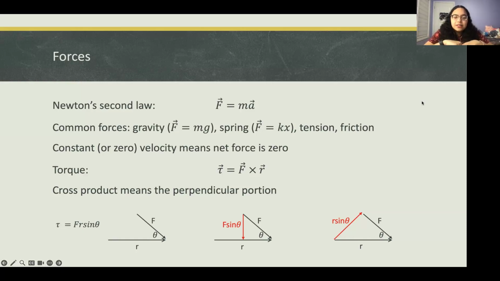If you have a constant velocity, which also includes zero velocity, that means your net force is zero. And then for torque, the formula is tau equals F cross R, so force cross radius. It's good to know cross products and dot products. For cross products, it means you're taking the perpendicular portion. You'll notice in that formula, everything has an arrowhead. They're all vectors. If you remember the right-hand rule, your torque will be in a third dimension compared to your force and radius. So know how to figure that out.